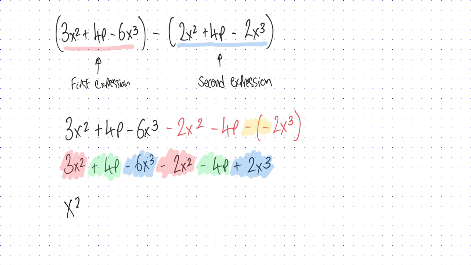And then we've got our blue ones, our negative 6x cubed plus 2x cubed. Well, that's going to give us negative 4x cubed. So now our final answer for this question is going to be this. So we've got x squared minus 4x cubed. And that is our simplified expression.